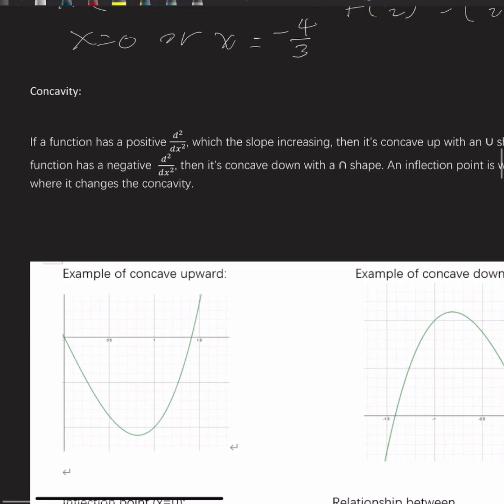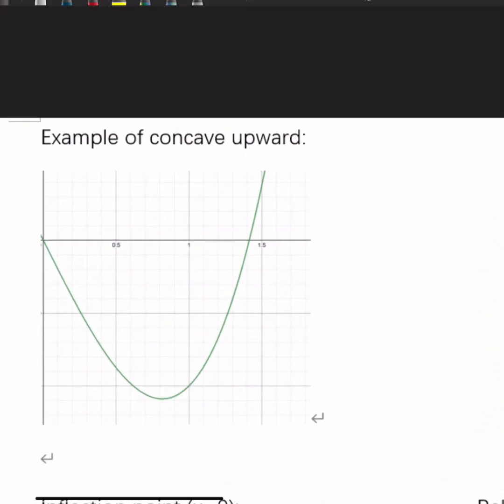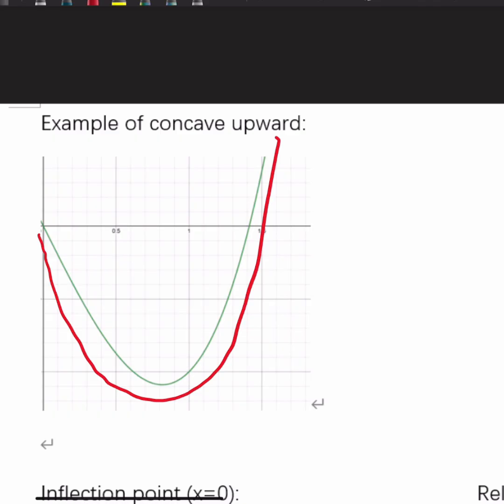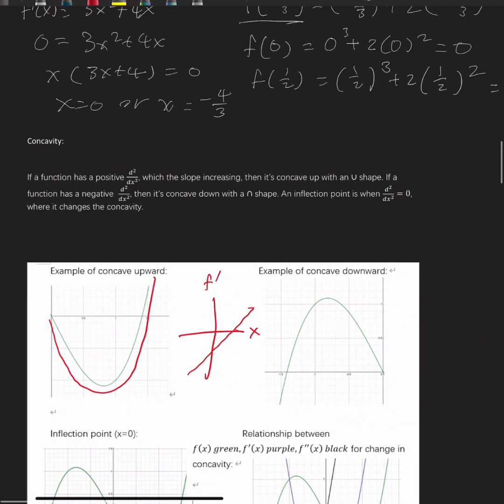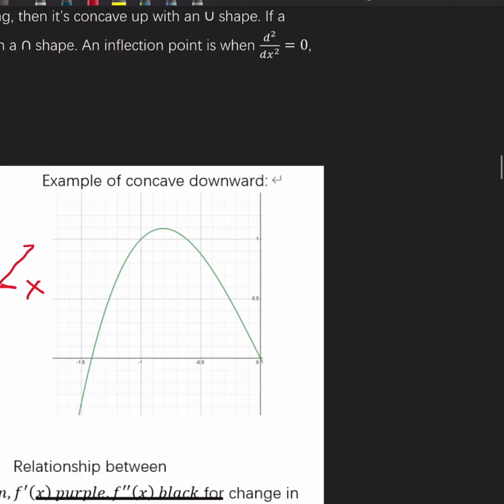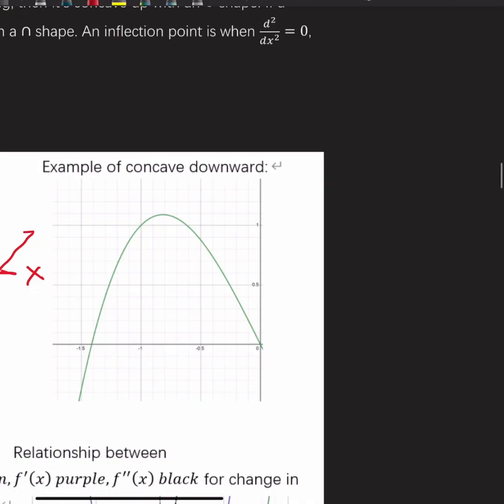So if a function has a positive second derivative, it looks something like this. It's going down and then going up, up, up, where the slope is increasing overall. So if you draw f prime of x, it will look something like this for this graph. And for this one, it's concave down because its slope is decreasing.